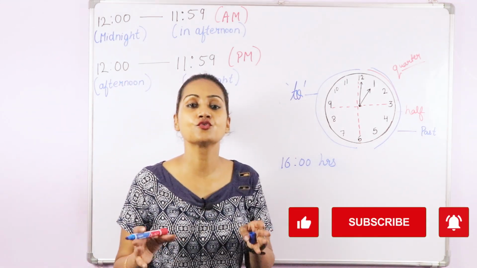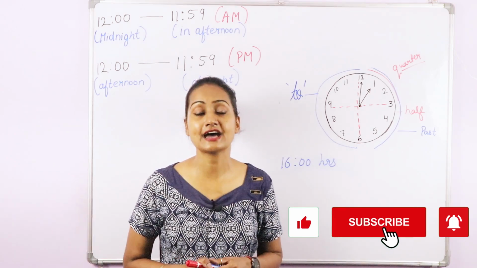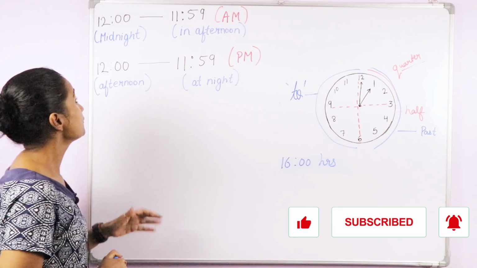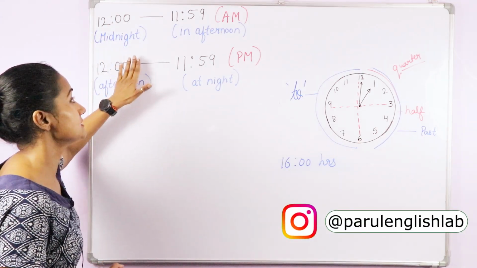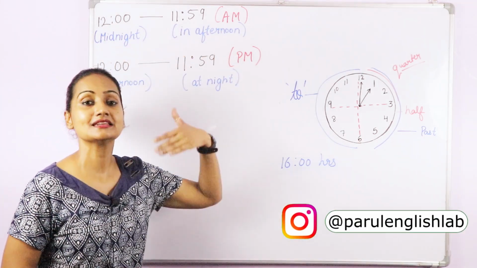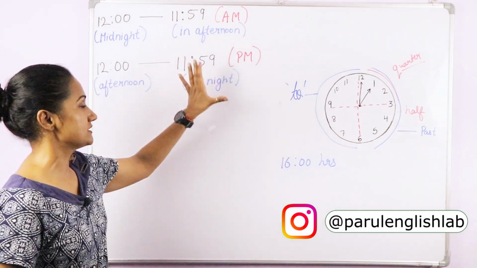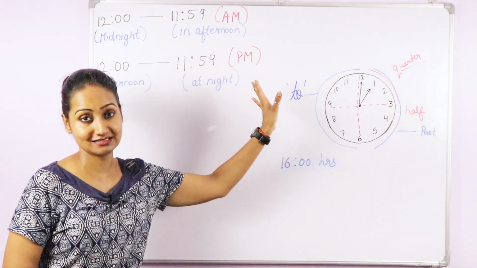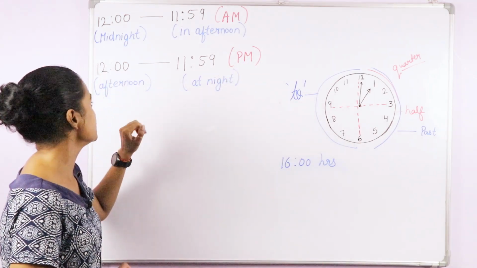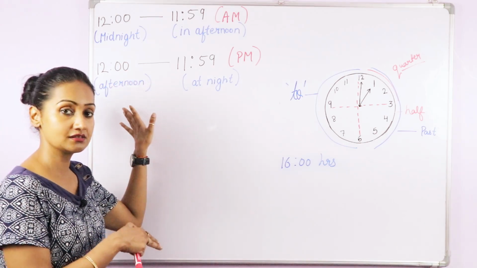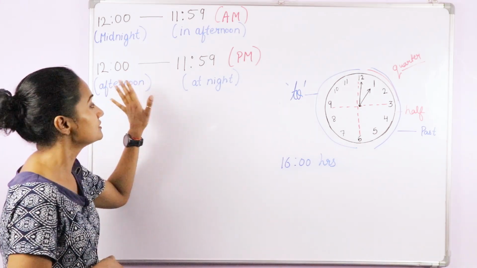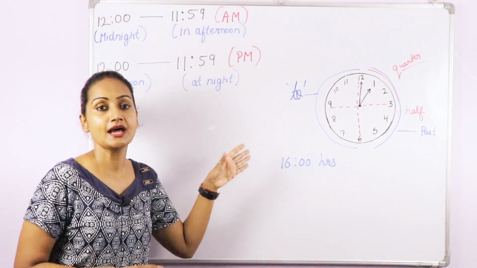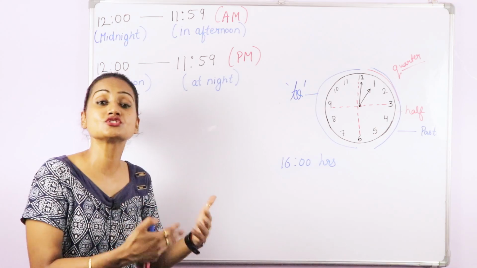We will say 4 o'clock because in English, we have a 12-hour clock. Now, two more things I want to tell you. From 12 o'clock midnight till 11:59 in the afternoon, this period is referred to as AM, ante-meridian. And from 12 afternoon, midday, till 11:59 at night, this period is called PM, which is post-meridian.